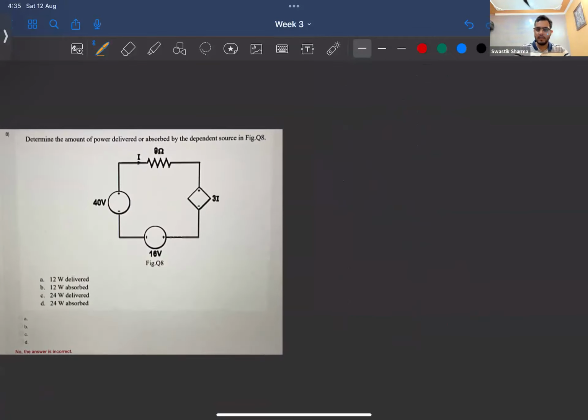This question. So can anyone, who was asking me doubts? Is that, she is left. Determine the amount of power delivered or absorbed by the dependent source. Can anyone solve this question? Gauri, can you solve this question? I mean, you're the only one here. No.